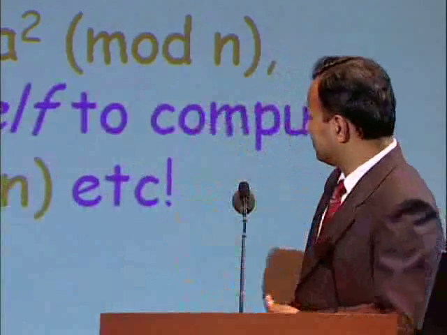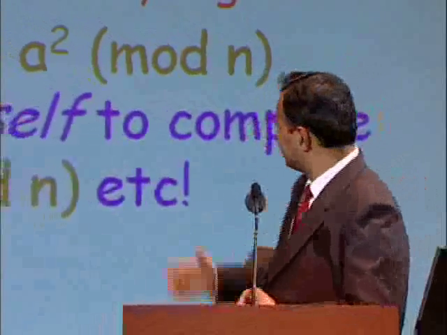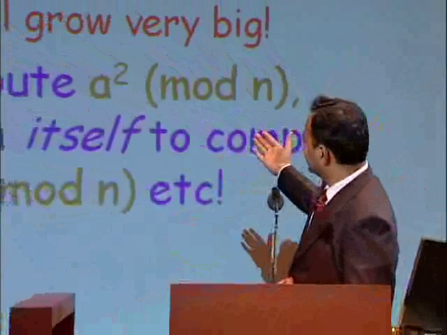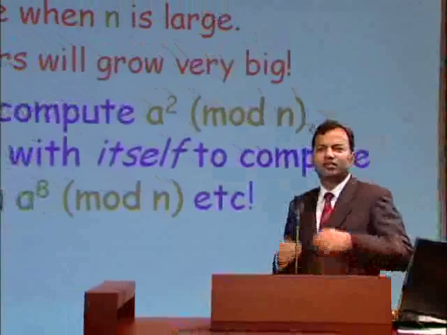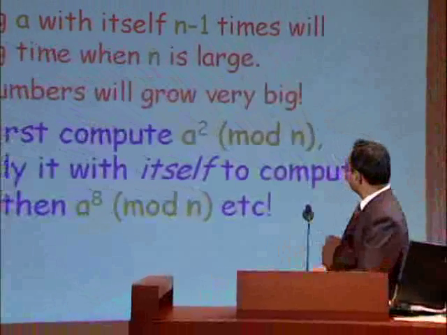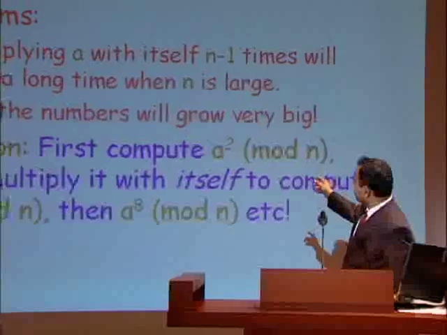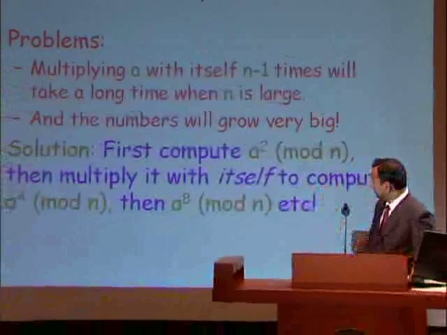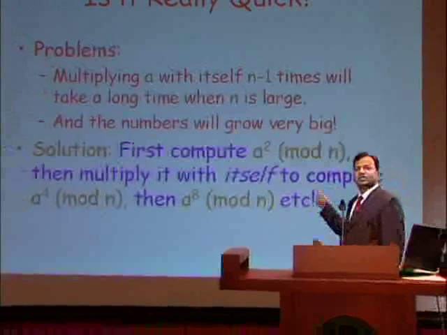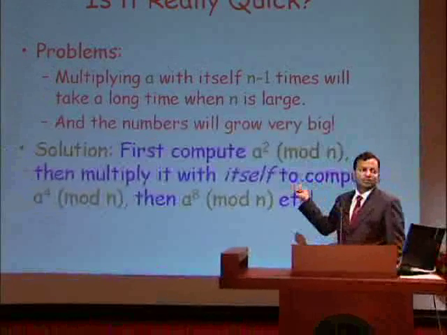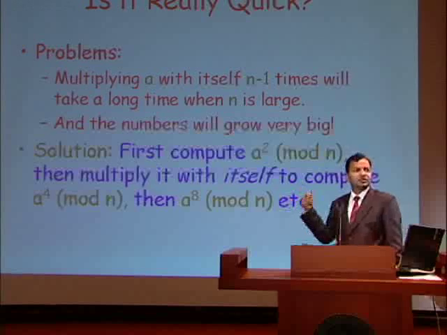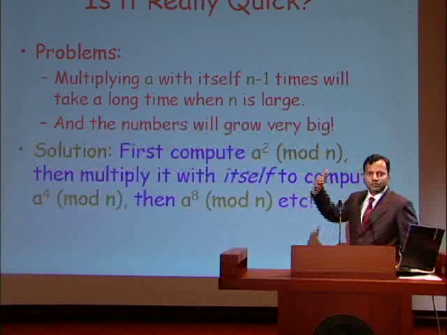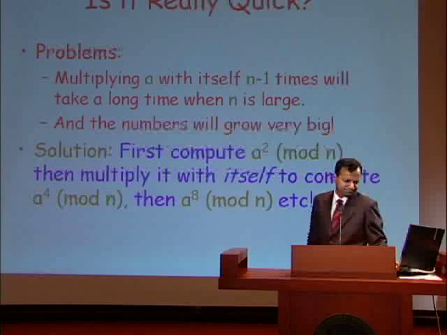But there is a simple workaround to these problems, which we call the repeated squaring trick in computer science. Start with a, compute a square modulo n, so it's a small number, then multiply that number with itself, and that will give us a to the 4. Then multiply that number with itself, that will give us a to the 8. So we can very quickly compute a to the n.